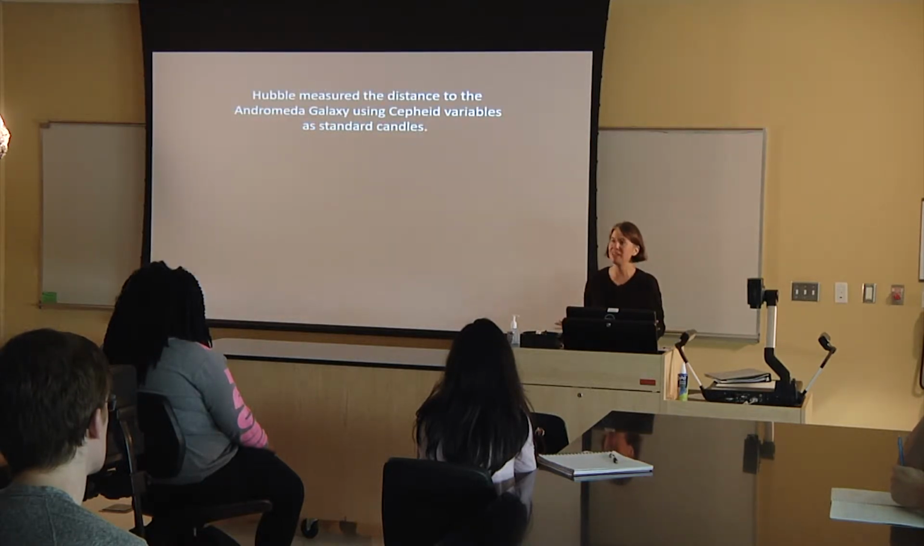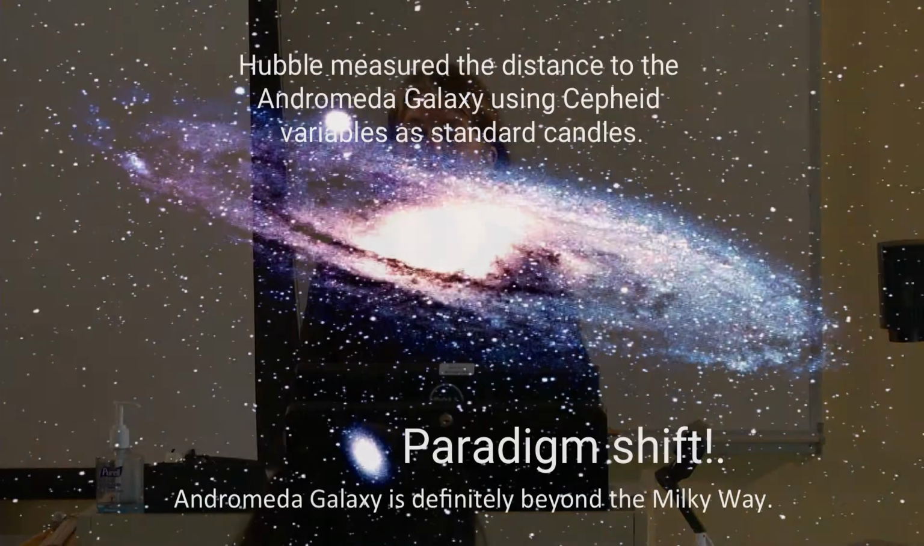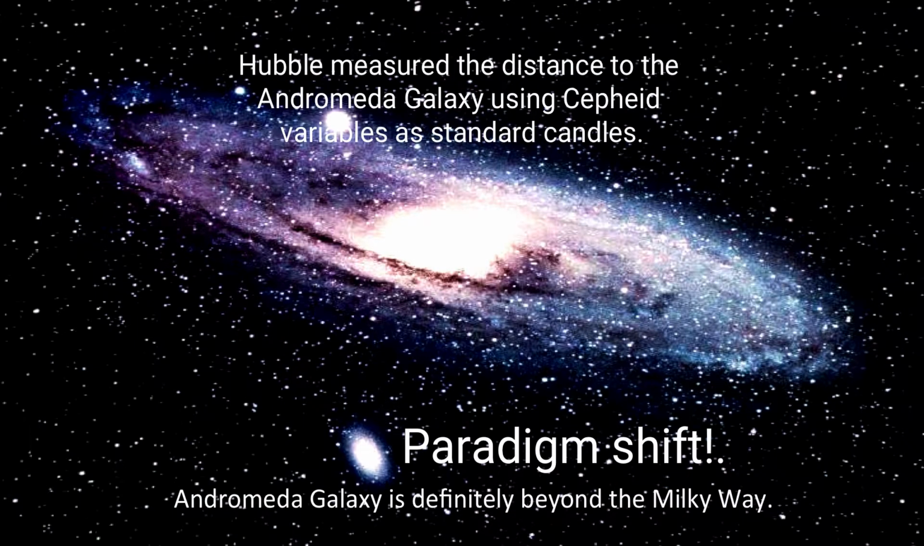And I tell you this because I know there's a question on your homework about how did Hubble determine the distance to the Andromeda galaxy? He used Cepheid variable stars as standard candles to get this. And what he found is that the Andromeda galaxy is definitely not part of the Milky Way galaxy. It's beyond the Milky Way, all right? This is huge. Because now the answer to the debate question has been given to us, right?